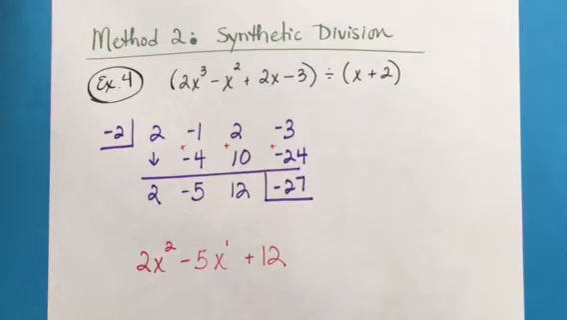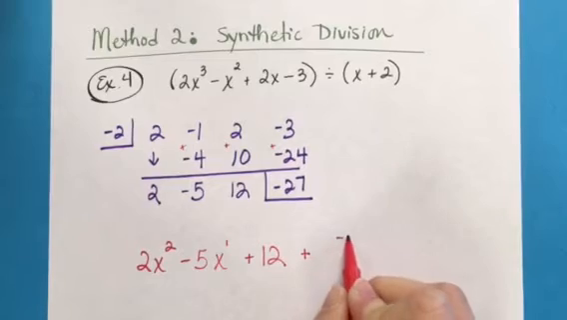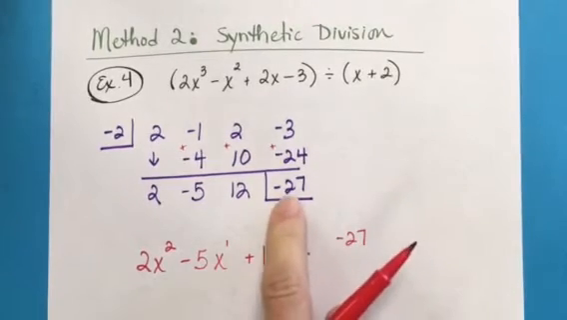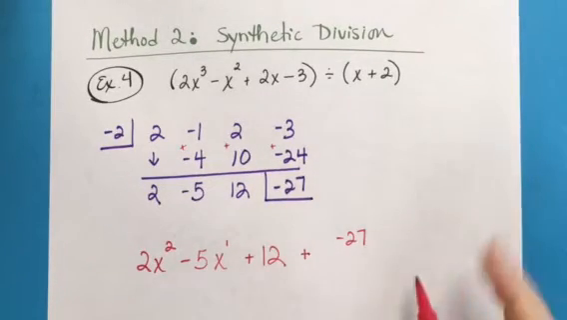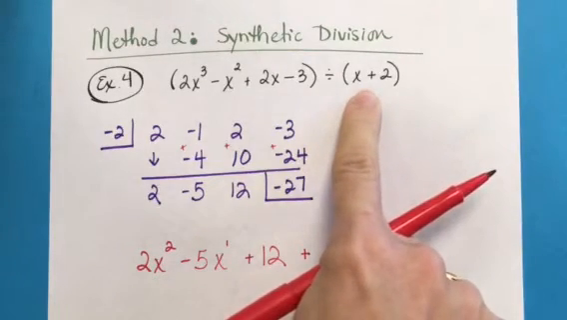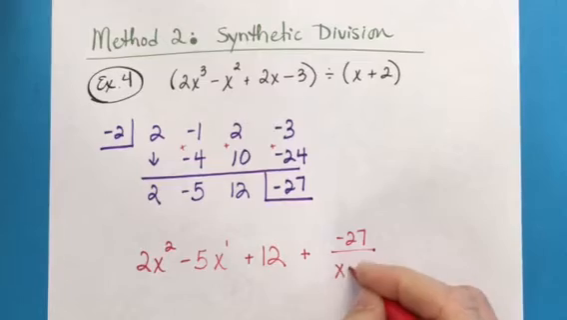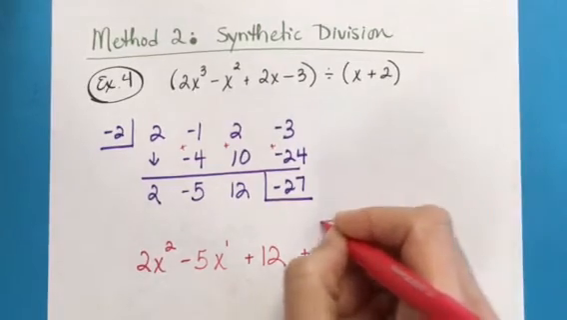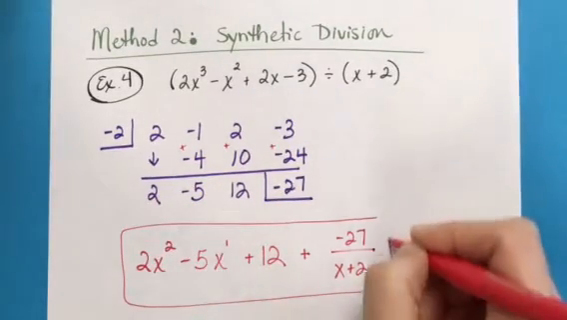Now you do the same thing that we did with the remainder a while ago. Put a plus sign. Take your remainder, which remember I said this last number always represents your remainder, and you divide that by the divisor, which in this case is the x plus 2. So this is your final answer.